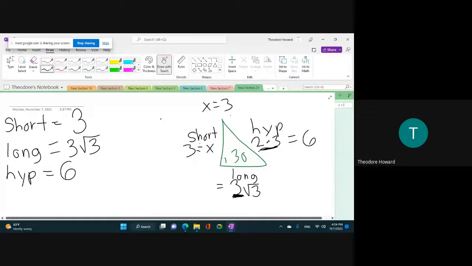So 3 square root 3, then your hypotenuse is 2 times 3. You understanding it now? I'll give you more practice, don't worry. Yeah, I'm catching on to it.